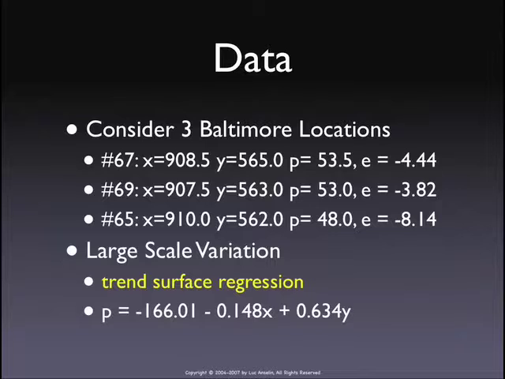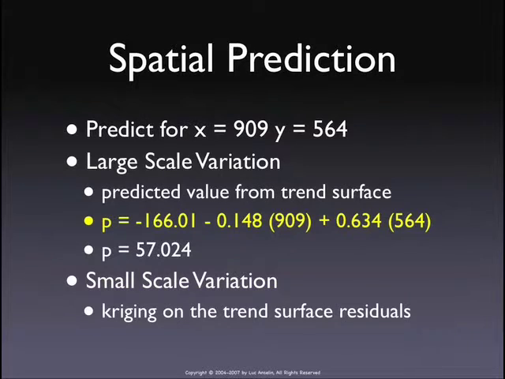Now, we're not interested in doing better for those because we observe them, so we don't need to predict them. We're interested in doing better for a location that we don't observe. That's what it's all about. Okay. So how do we get it? First of all, we need to deal with the mean, deal with the large-scale variation.